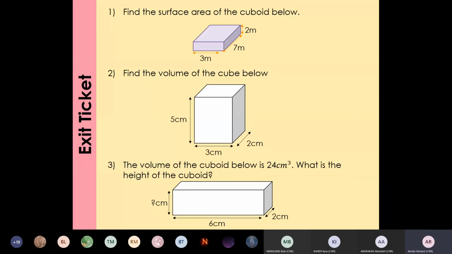Perfect. Here's a quick exit ticket. So first one's to do a surface area, which is the first part of the lesson. Second one to do is just finding volume, which is the second question there. And then the one at the bottom is a bit like we just did, finding a missing length. 4 minutes, and that'll bring us to 10:05, which will be the end of this live lesson. So 4 minutes.